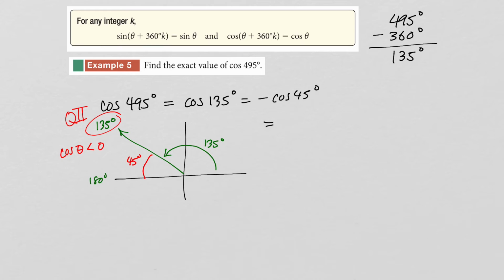So I'm going to pick negative here. And now to finish this problem, I have negative, and then the question is, what is the cosine of 45 degrees? Now again, from memory, we should know that it's 1 over radical 2 or radical 2 over 2. So our answer is either negative 1 over radical 2 or negative radical 2 over 2.